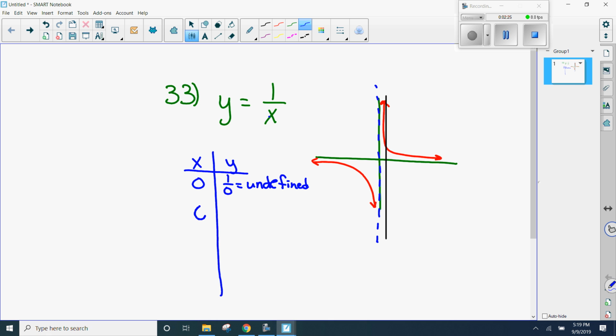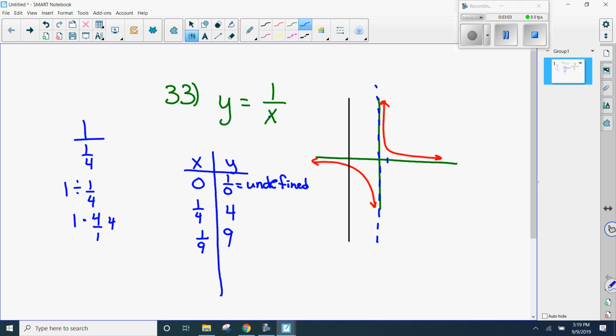But if you put in a smaller number, say, let x be 1/4. When you put it into your equation, you get 1 over x, which is 1 divided by 1/4. That means 1 times 4 over 1, and you get a value of 4. If I let it be, say, 1/9, 1 divided by 1/9 is 9. So here at a 4th, you're going to have 4. Here at a 9th, you're going to have 9.